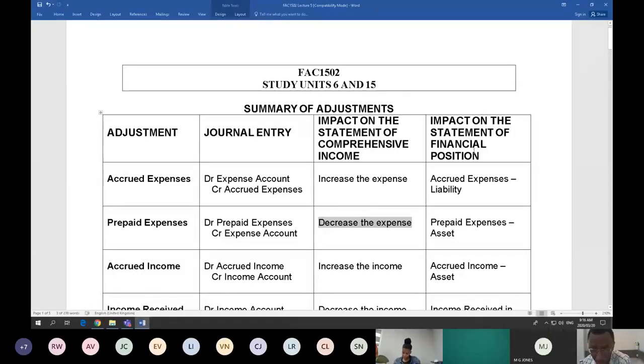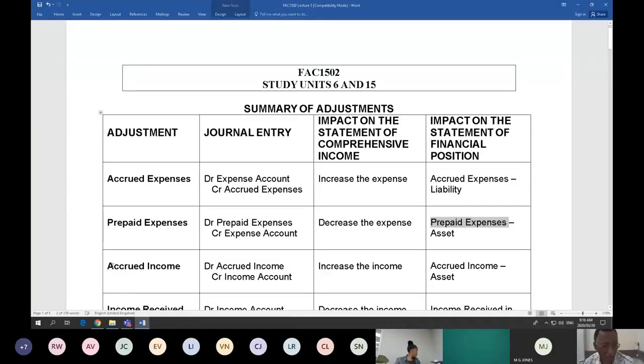And then in your statement of financial position, prepaid expenses is part of your current assets. So under your current assets, remember, there are 4 categories of current assets, being inventory, trade and other receivables, prepaid expenses, as well as cash and cash equivalents. So the amount of prepaid expenses will appear under the line item for prepaid expenses.